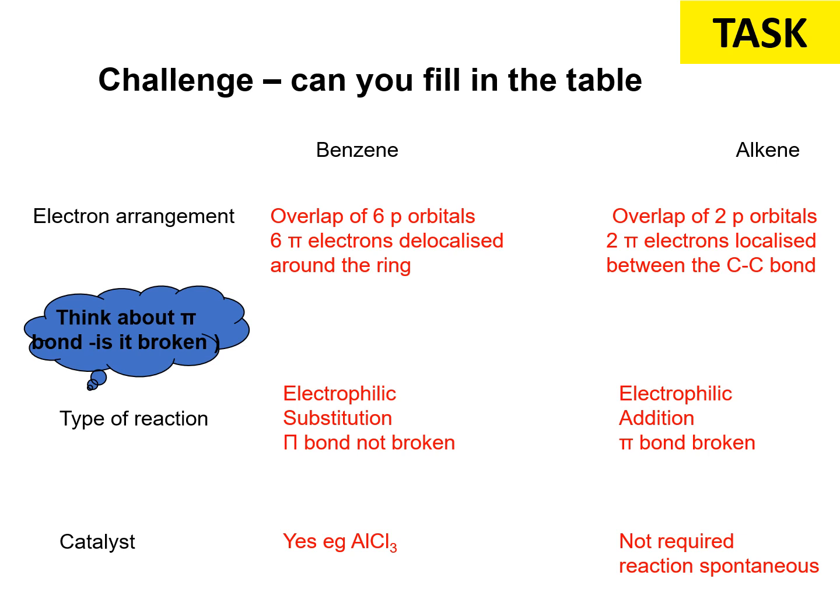In benzene, we use a catalyst, for example, iron bromide or aluminium chloride. With an alkene, if you think of the reaction of an alkene with bromine water, you don't need a catalyst. The reaction is spontaneous.